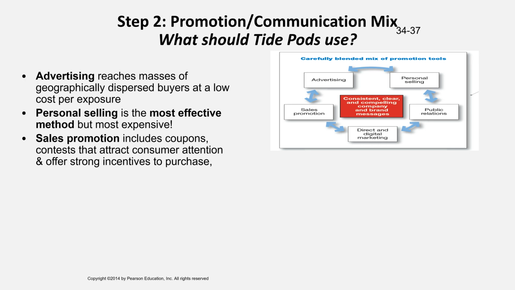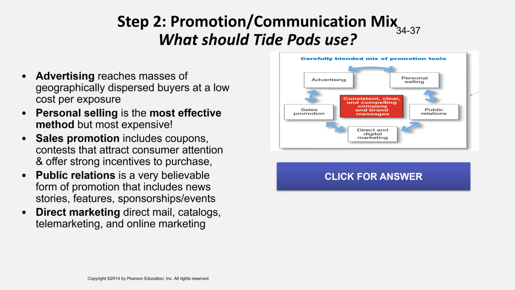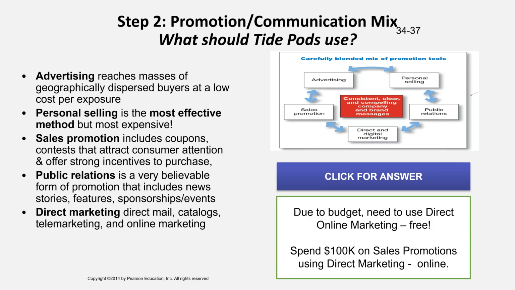You could use sales promotions like coupons, public relations teams, similar to that events team that we saw that created a big launch event, and direct marketing like telemarketing, online marketing, such as the YouTube channel and Facebook. So, due to our budget, what Tide Pods did is they used online marketing because it was free, and then they spent about $100,000 on sales promotion and direct marketing, mostly online through YouTube, and then also that celebrity person that was Simone, that was from the Olympics.